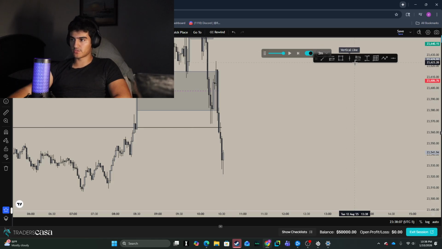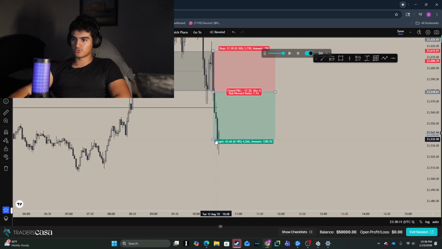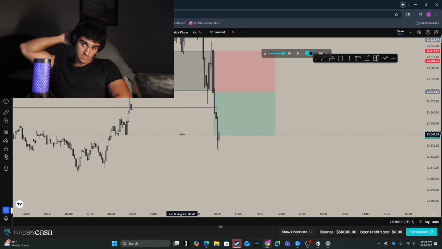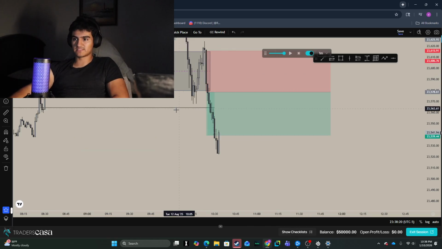We missed this short right here. This short was really good here. I was looking at it right now. That short to maybe that low right there. This is a really nice short right there. I always miss this short.